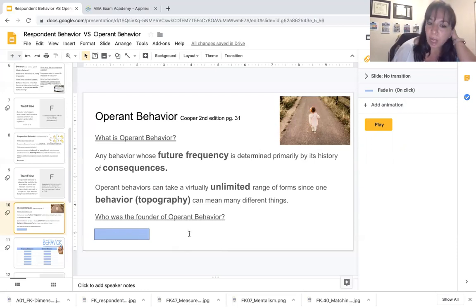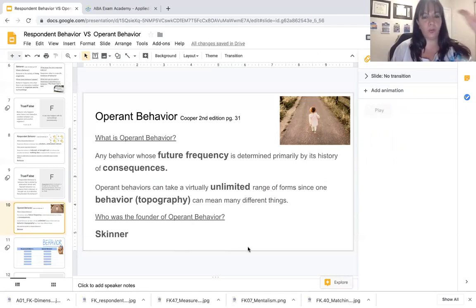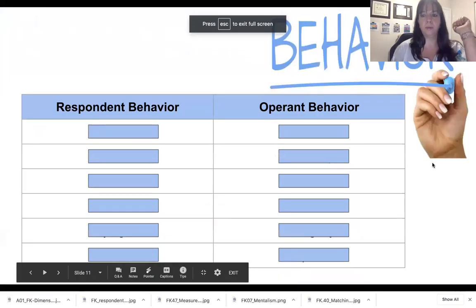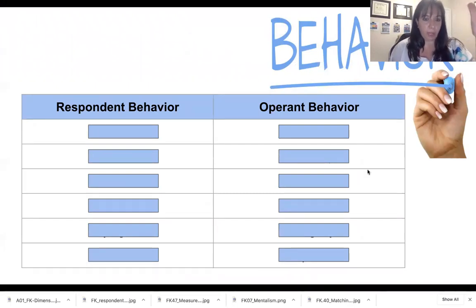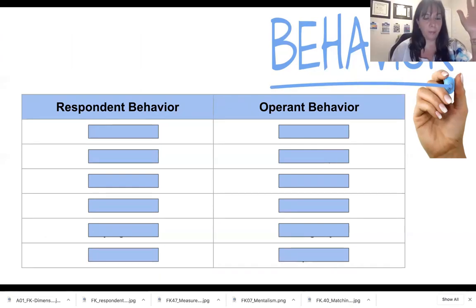Okay, who was the founder of operant behavior? Skinner. Correct. All right, does anybody have any questions before I move on? So I already went over behavior, respondent behavior, and operant behavior. All right, cool. I think that we could present this. Okay, perfect. We're going to do a little bit of compare and contrast. We're going to start with respondent. Who are the founders of respondent and operant behavior? Pavlov and Skinner. Skinner is for operant and Pavlov is for respondent.